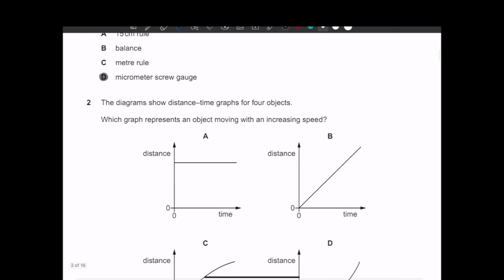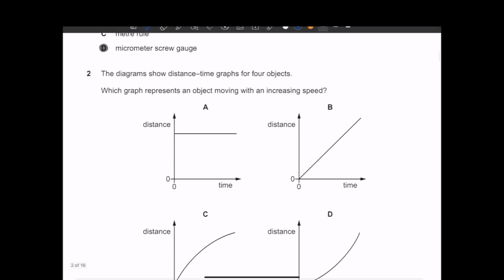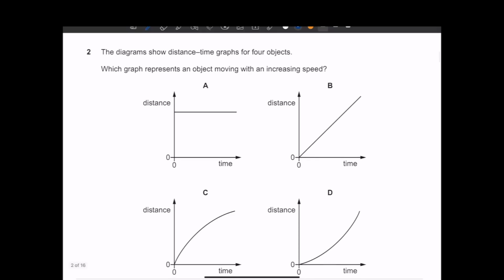Question 2, the diagram shows distance-time graphs for 4 objects. Which graph represents an object moving with increasing speed? Increasing speed means we have an acceleration. For example, A cannot be correct because, as I can see, the time is passing, but the displacement or the distance is still the same. It means the speed here is exactly 0. For B, the time is increasing and the distance is increasing at the same rate. It means the velocity, or the speed here, is constant. I'm going to write here, the slope is constant, and that means the velocity is constant.